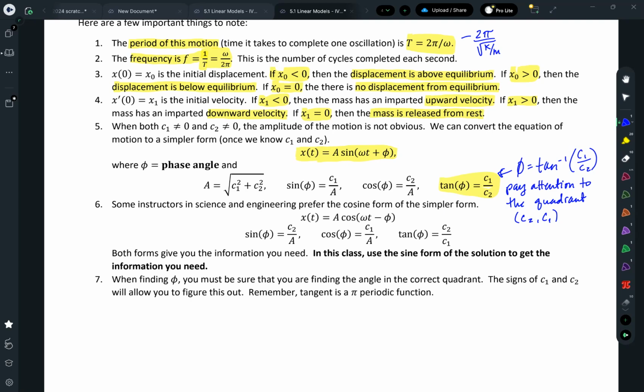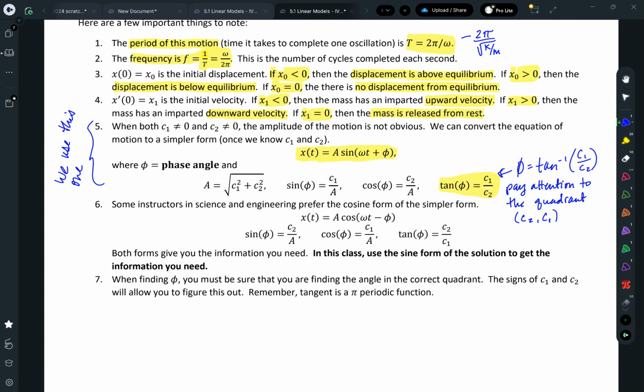Now, some instructors in science and engineering prefer the cosine form of this simpler form. We don't use this in this class, but I just bring it up so that you see it and you're aware of it, because you might see it online and think, oh, I'm going to use that instead. Don't. That's not the one we use in this class, okay? We use this one, 5. Okay, the minute you start using a different form, it changes the way we do our work to answer some questions. And so you want to be really careful of that.